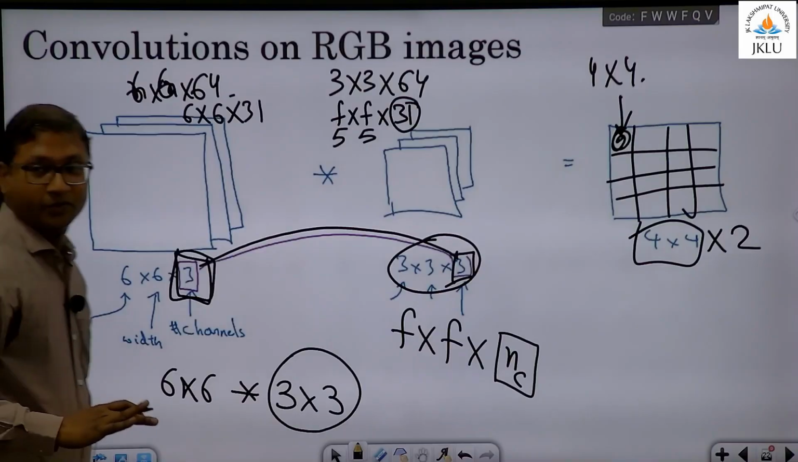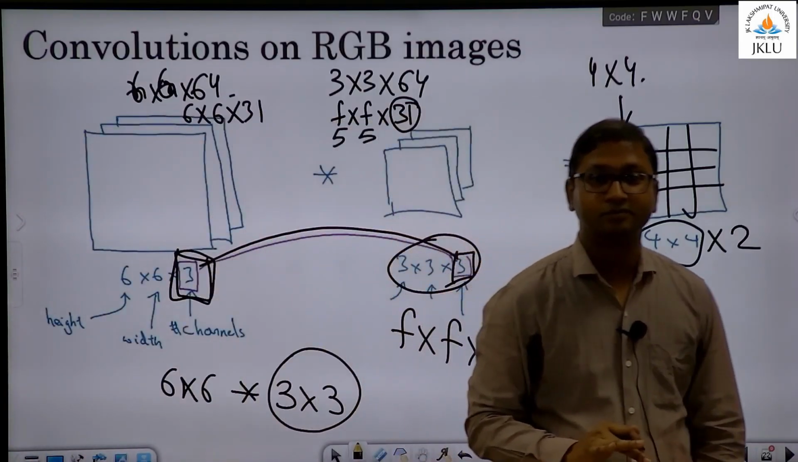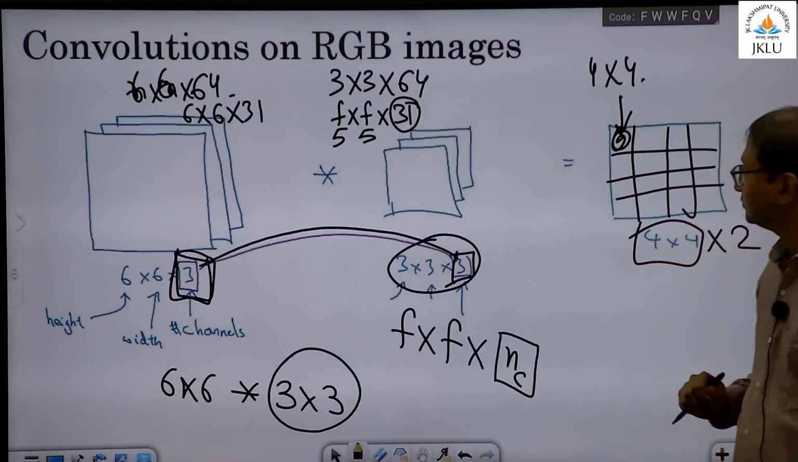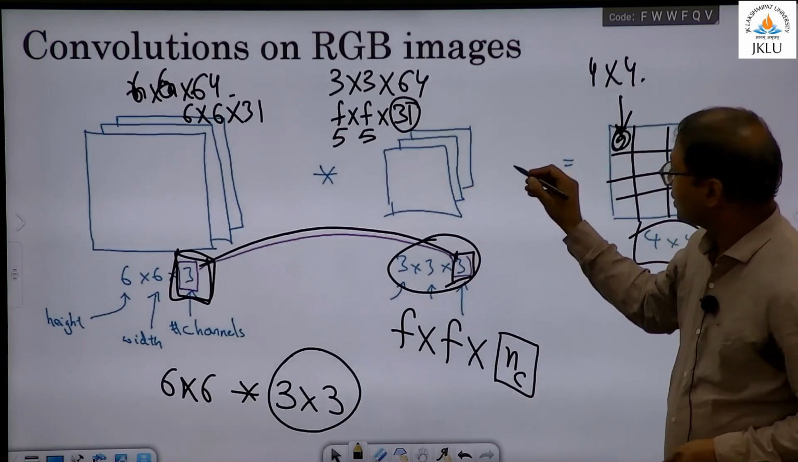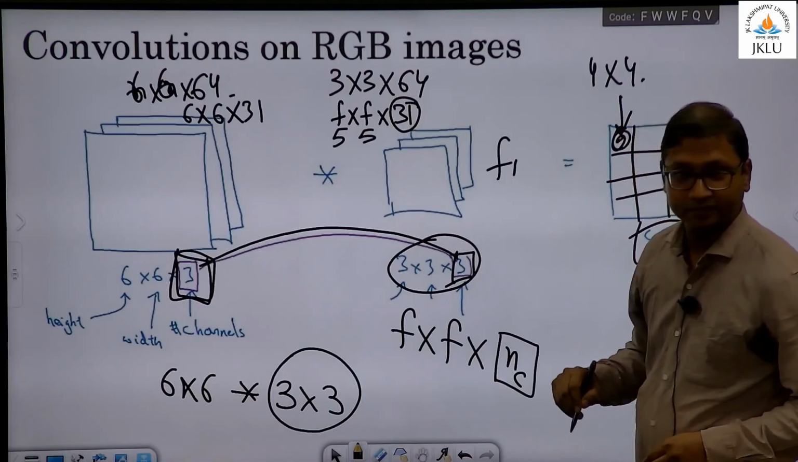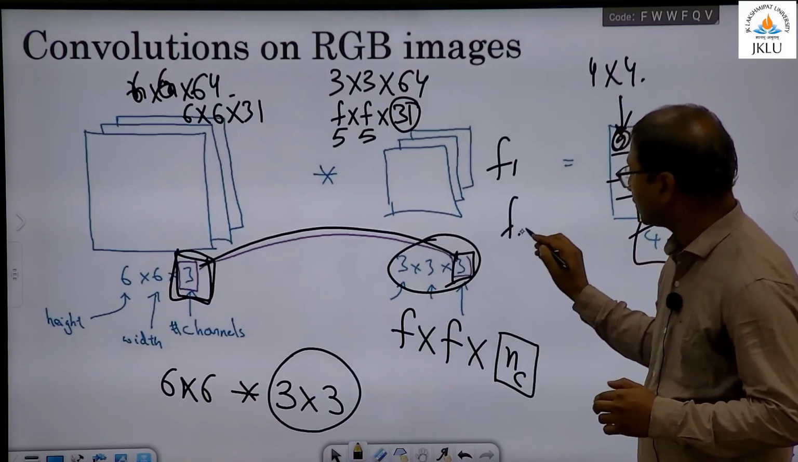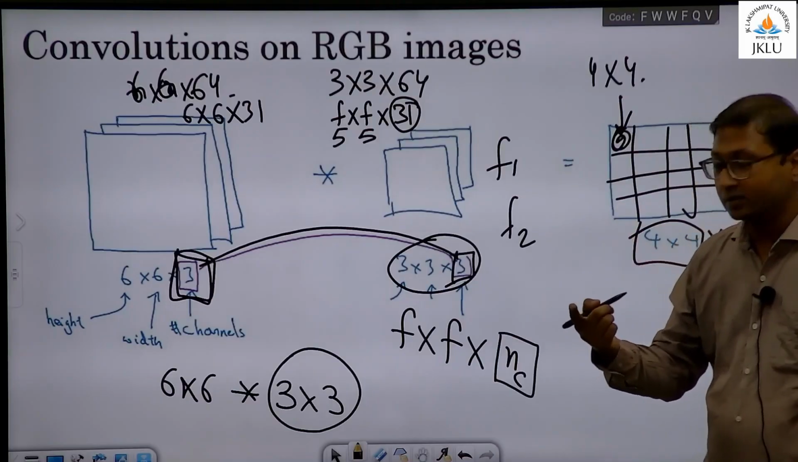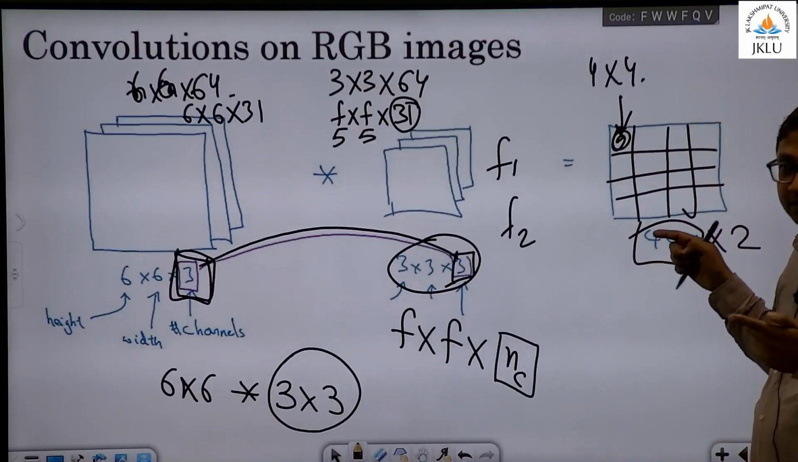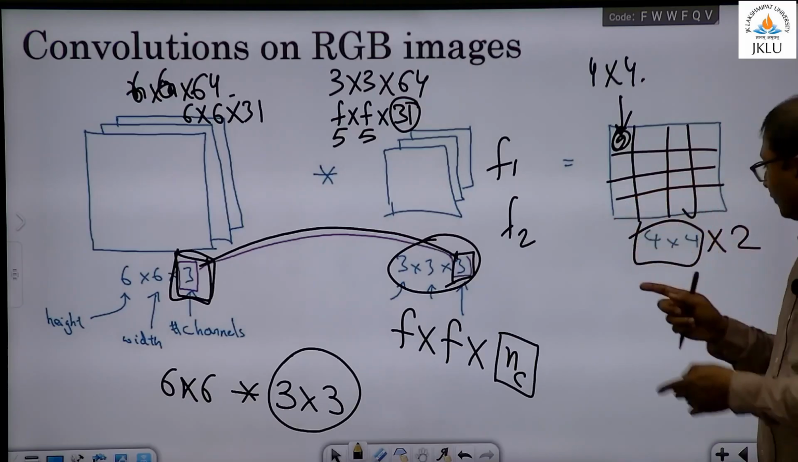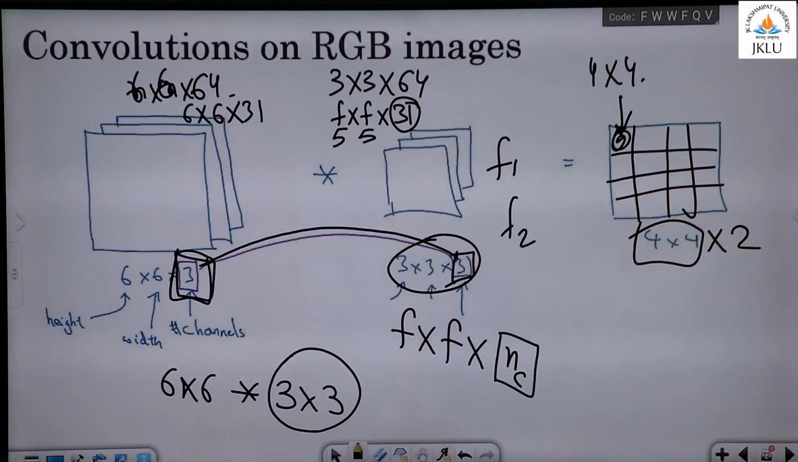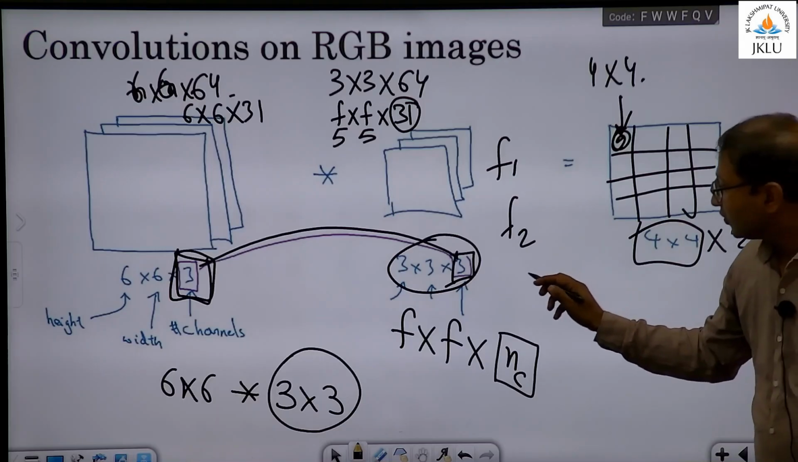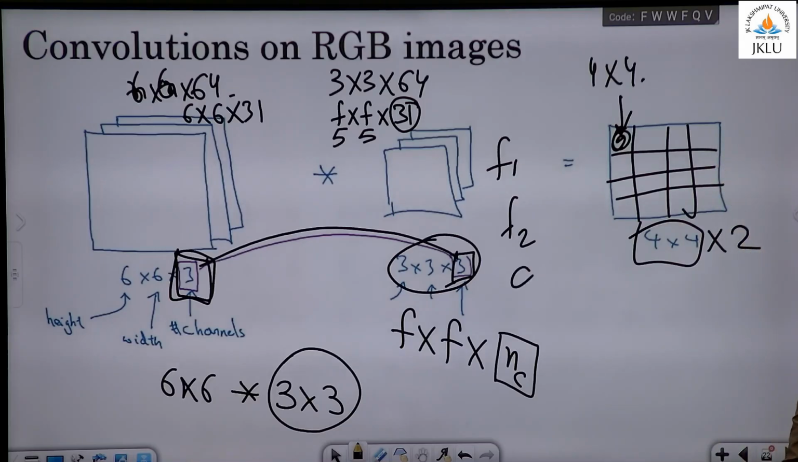Easy, you can give. एक और filter apply करो. Okay. So this was filter 1, let's say. Apply a filter 2. That will also give me a 4 cross 4 matrix. Just superimpose and what you have is 4 cross 4 cross 2. So if I have C filters, 4 cross 4 cross C.